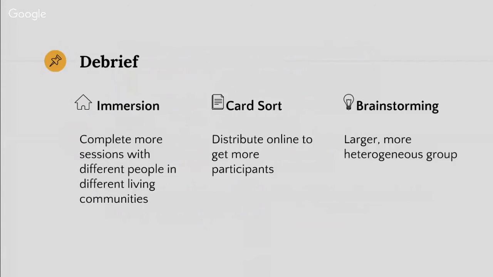So in my debrief, for the immersion, I would want to complete more sessions with different participants in different living communities. Basing the conclusion on one person is probably not feasible or scientifically valid. Same with the card sort. I would distribute that online. That's a tool that can be distributed more widely to get more participants, again, to look at those personal values. And the same thing with brainstorming. I would like to conduct that session with a larger, more heterogeneous group.